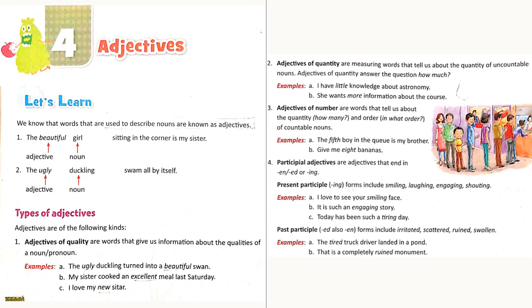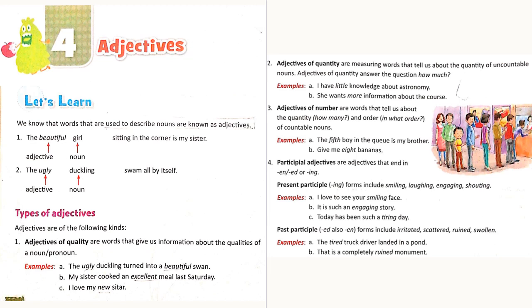Adjectives of quality are the words that give us information about the qualities of a noun or pronoun. Let us take the first example. The ugly duckling turned into a beautiful swan. Here these two words, ugly and beautiful. Ugly is describing the duckling and beautiful the swan. So these are the qualities. That's why these are called adjectives of quality.